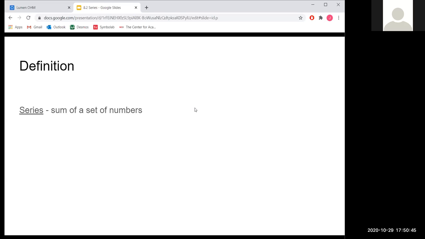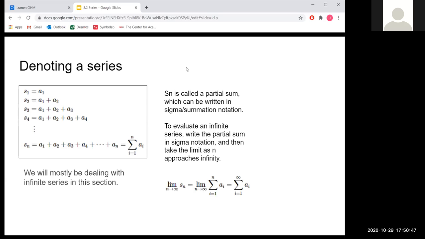Okay, so how do we denote a series? So it's similar to a sequence. It's just instead of having commas in between all the numbers, you have to add them together. So here we have numbers such as a of 1 or a sub 1, a sub 2, a sub 3. And then if you add it all together, you get a sum. So we call that sum like s of 1, s of 2, s of 3, s of 4. And you can see that on the left here in this box.